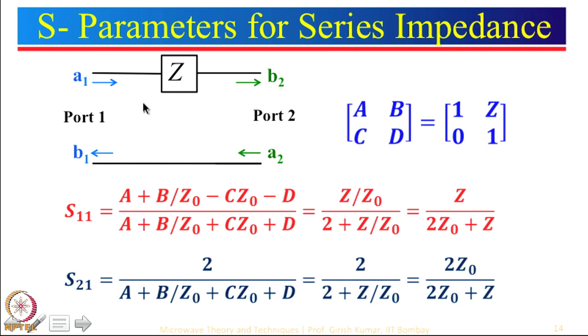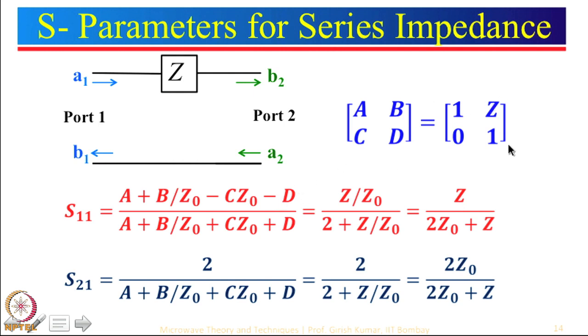So this is a series impedance. We had seen that A1 and A2 are the incoming waves, and B1 and B2 are the outgoing waves. And for this particular network, we had actually done the derivation for the ABCD parameters. For a series impedance, it was 1, Z0, 0, 1. Now, we are going to use the ABCD to S parameter conversion formula. So, this is the ABCD to S conversion formula. So, let us see what is A. So, A is 1.